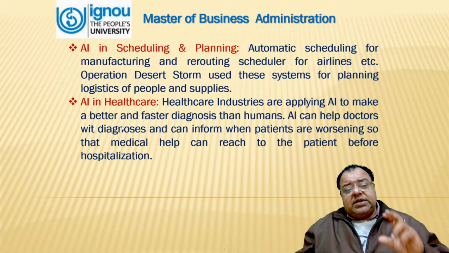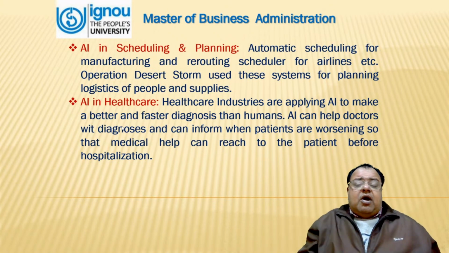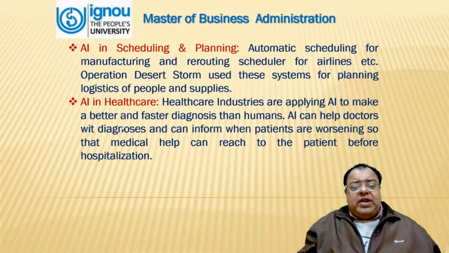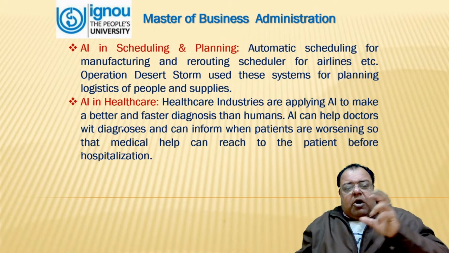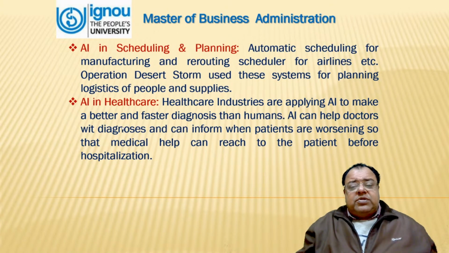Artificial intelligence in scheduling and planning. Automatic scheduling for manufacturers and rerouting schedulers for airlines, etc. Operation Desert Storm used these systems for planning logistics for people and supplies.